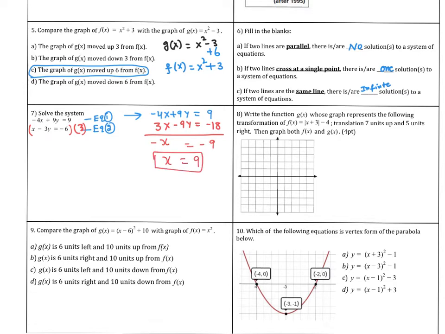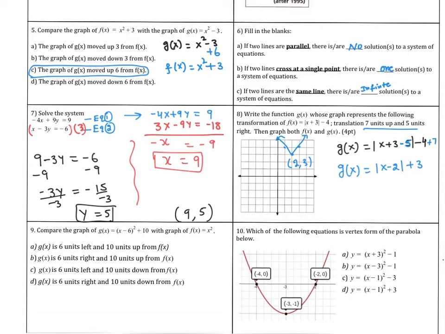I'm going to use equation number 2 to find the y value. So I'm going to plug in x as 9 into equation number 2 and solve for y. So negative 3y equals negative 15. Divide by negative 3, you get y equals positive 5. So the answer is (9, 5).